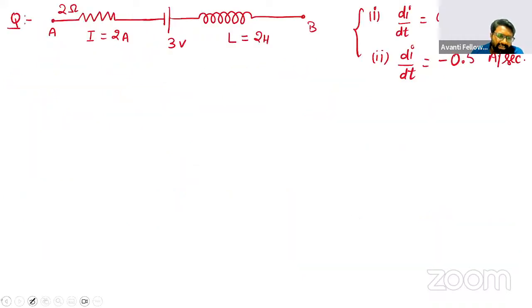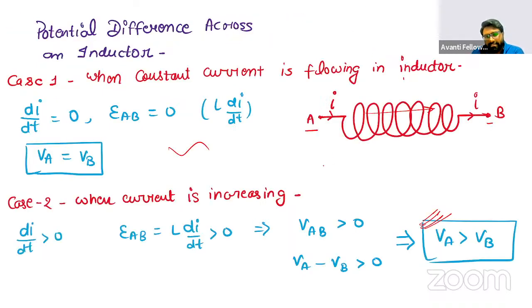Now, the third case you can see is when di by dt is negative. Di by dt is negative. So in this case, VA is less than VB.